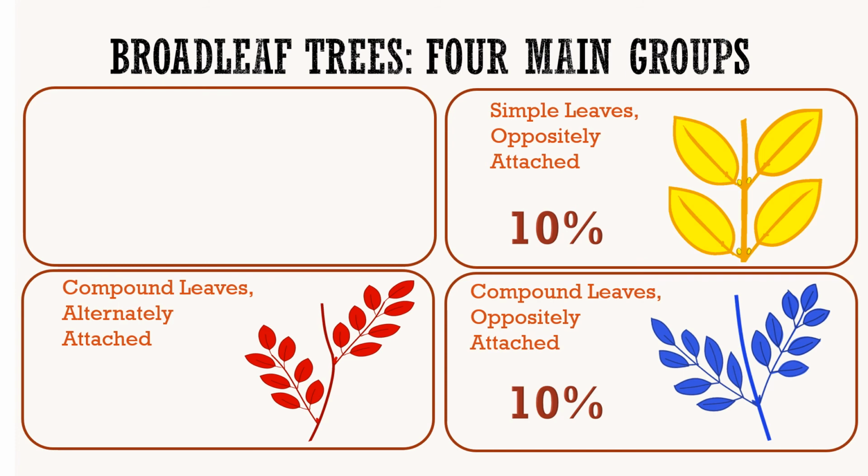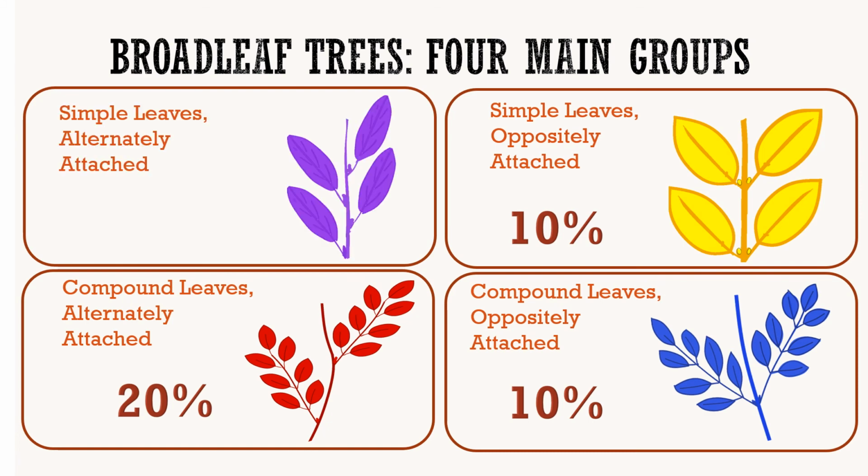Compound leaves alternately attached. There are a few more of these, about 20%, about 9 or 10. And then the remainder, simple leaves alternately attached, you can probably guess that's going to be about 60% of our trees. So if you find a tree that's simple leaves alternately attached, you may still have a ways to go in figuring out the ID, but the others you have a big head start. And next time we'll be talking more about ways to divide down that big group of simple leaves alternately attached.